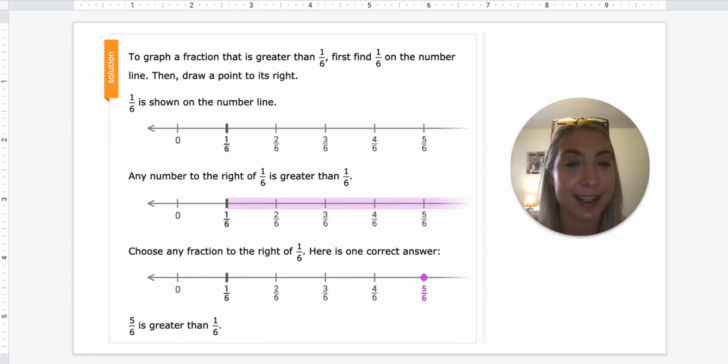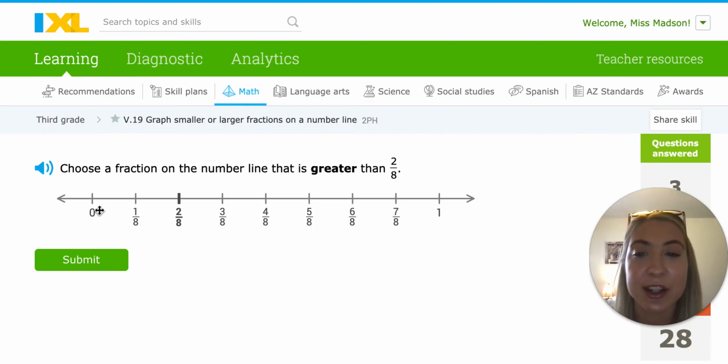So let's do some examples together. So the first thing they're saying is choose a fraction on the number line that is greater than 2/8. So remember, greater is to the right, smaller is to the left. So I need to find a fraction that's bigger than 2/8. And I know anything to the right because 2/8 is just 2 equal parts out of the 8 equal parts, 8 total parts of the whole. So if I go to 4/8, that's 4 equal parts out of the 8 total parts to the whole. That's 2 more than 2/8, so this fraction would be greater. But I could also do 6/8 or 7/8. Anything to the right is going to be greater. It's going to be bigger. And we got it, so let's try another one.